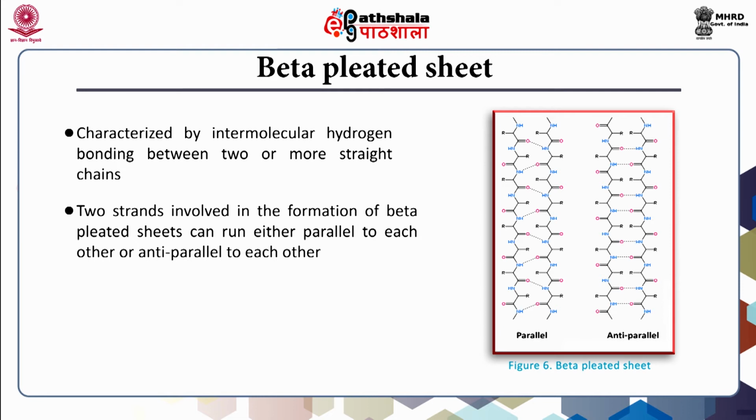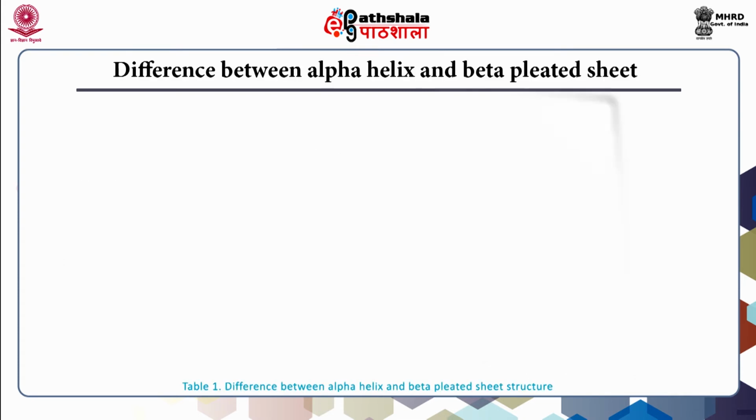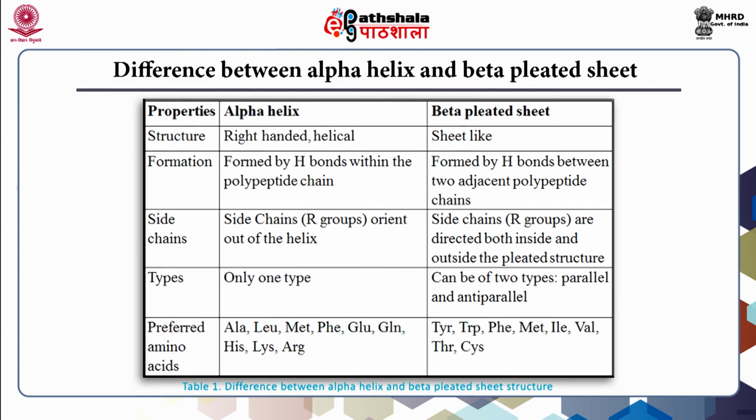If the amino groups of both the chains are on the same side, the sheet is said to be parallel to each other. On the other hand, if the amino groups of both the chains are on opposite sides, the chains are said to run in the opposite direction. In this case, the sheet is termed as antiparallel. The antiparallel beta sheet is more stable than parallel owing to greater alignment in the hydrogen bonds. The difference between the alpha helix and beta pleated sheet is shown very clearly in table 1.